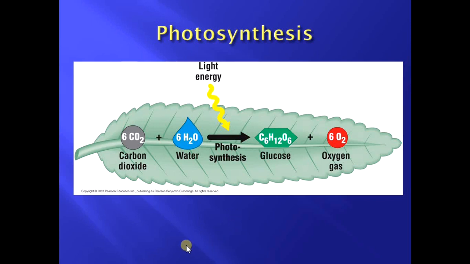Photosynthesis, the overall chemical formula is here. We take carbon dioxide, water, and light energy, and turn it into sugars and oxygen gas. Now, we're going to see where the plant gets these substrates from and what it does with these products.